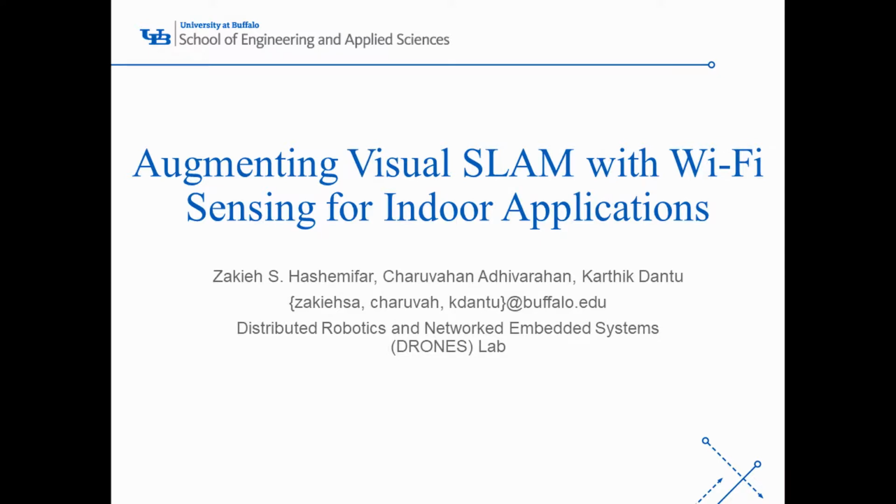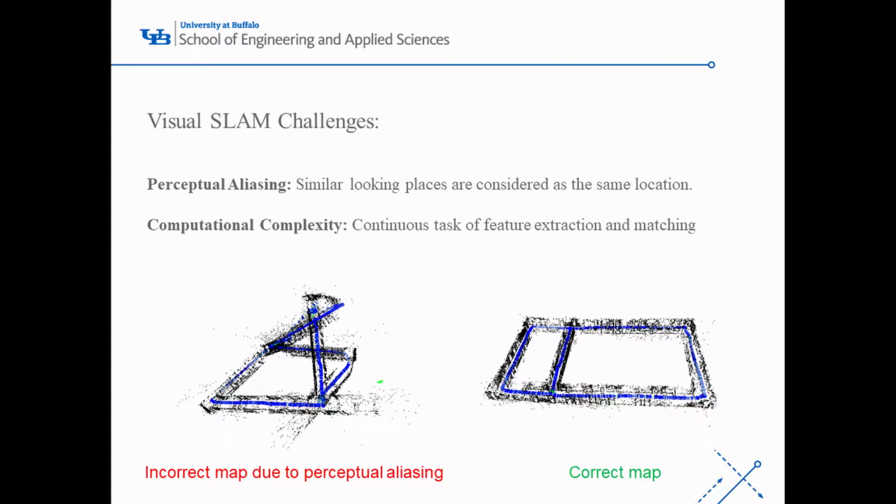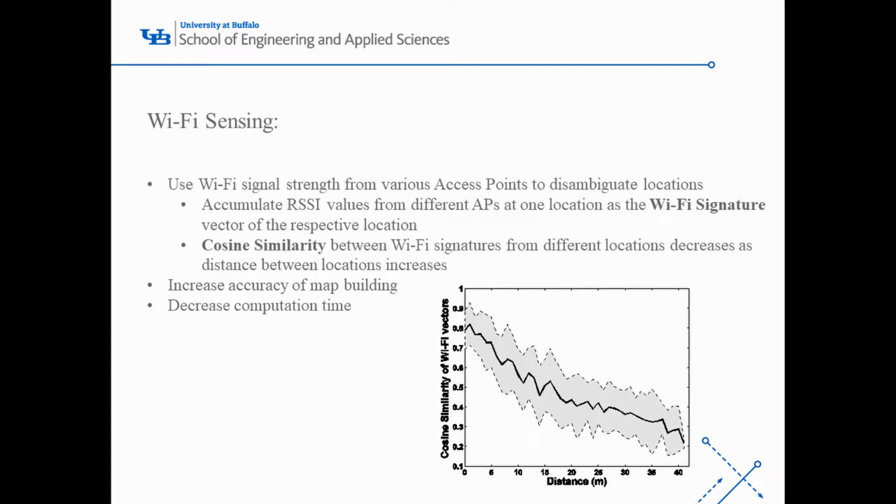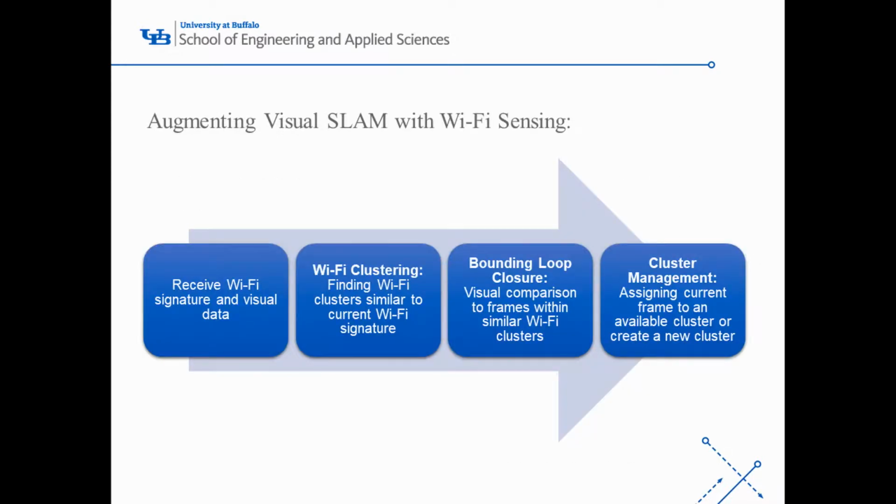This work is about Wi-Fi augmentation of visual SLAM algorithms. Visual SLAM algorithms have many challenges, including perceptual aliasing and computational complexity. On the other hand, Wi-Fi access points in urban environments are able to provide a rough measure of spatial locality for us. So we propose a general approach for utilizing Wi-Fi sensing in order to tackle those challenges.